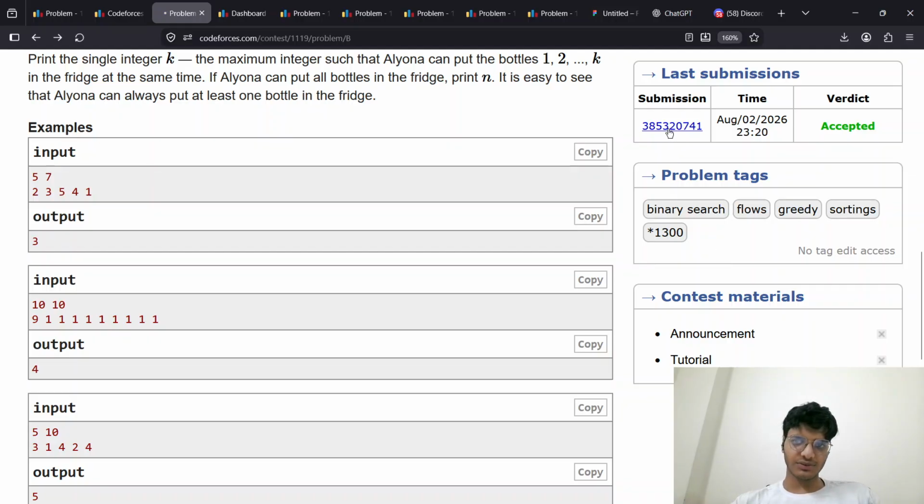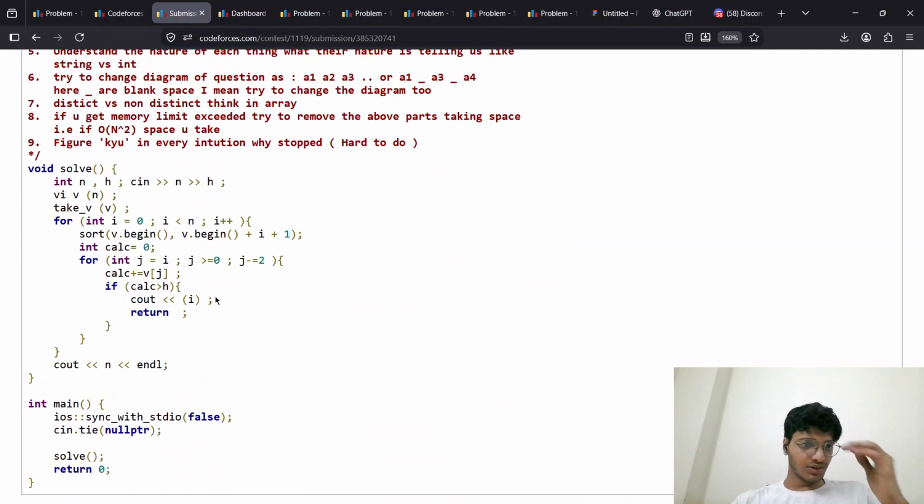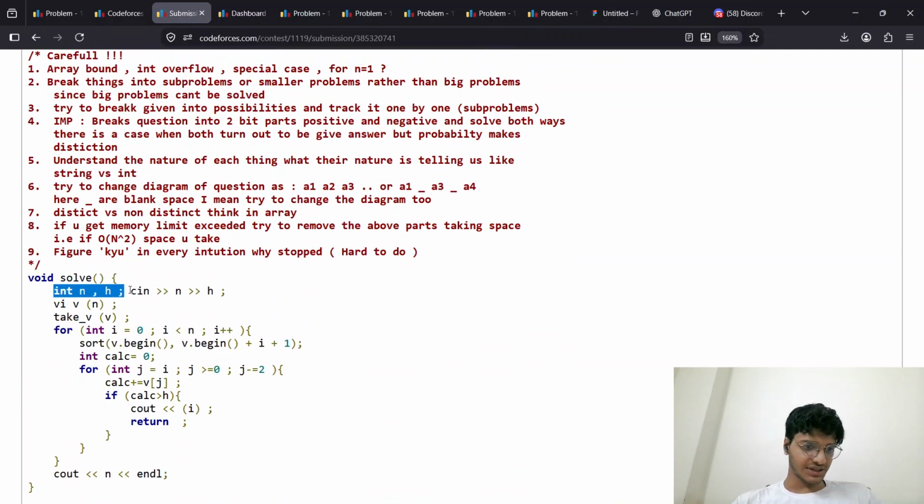So let us move to the code part then. What we are doing is we have just taken n and h as the inputs, and v of i, a vector, we have taken, and then from i equal to 0 to i equal to n we are moving, and then we are sorting the things.